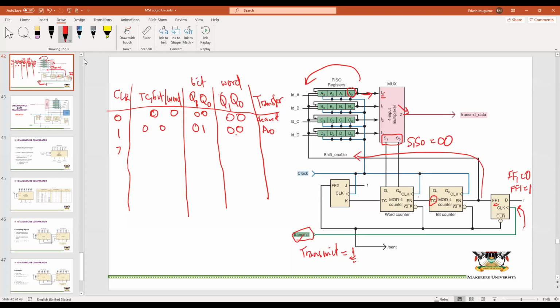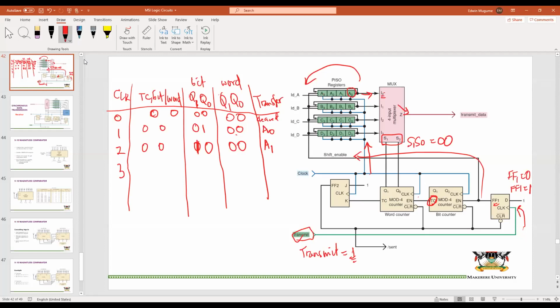On the second clock signal, our TC is still 0, 0. For the bit, this will count again and it will go to 1, 0. Now for the word, it's still 0, 0, because it is still disabled since TC is still 0. And now in this case, because we have still got an enable and we got a clock signal, we are going to transfer A1.